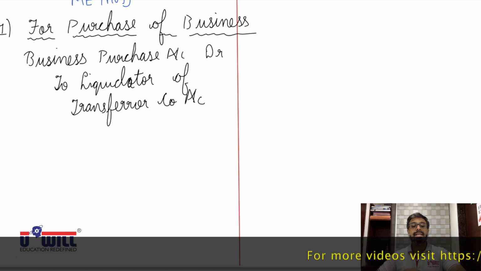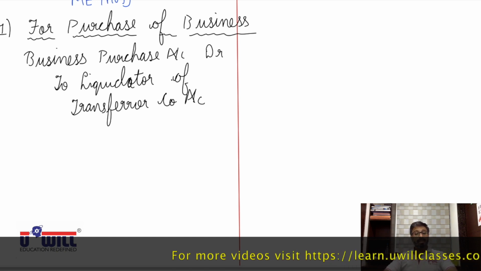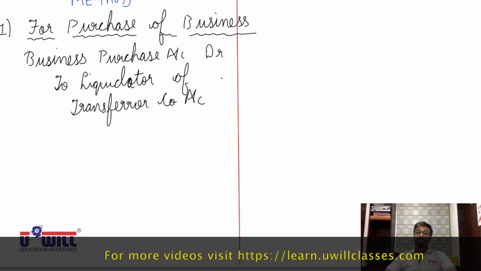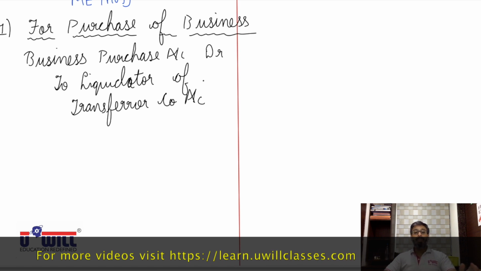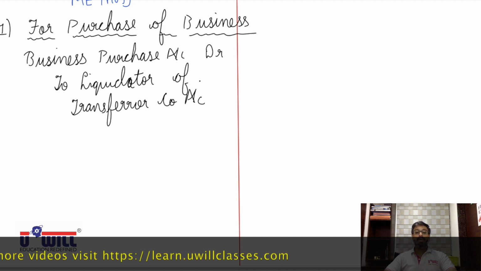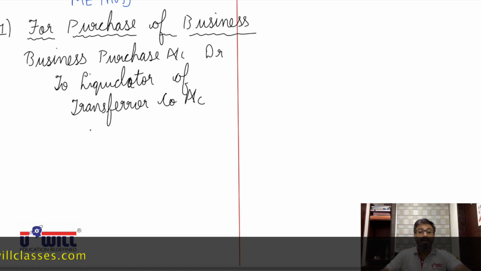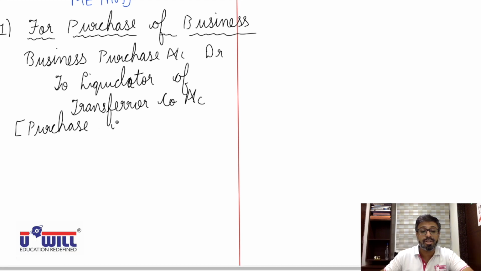Business purchase account debit. Business comes in, debit what comes in. Amount is payable to the liquidator, credit the payable to liquidator of transferor company account. This journal entry is to be passed with the amount of purchase consideration.